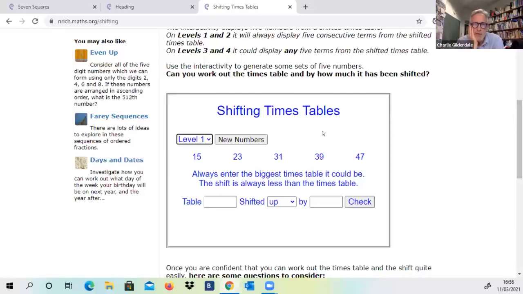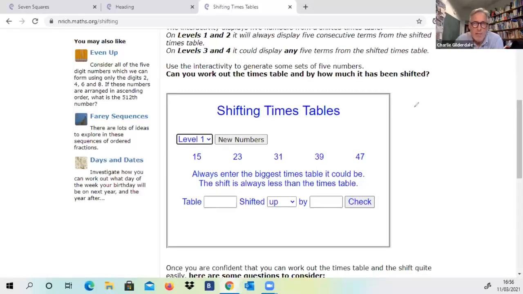Okay, so the first thing they might notice is that they're all odd numbers. The second thing they might notice might be that there's a difference of 8 amongst all of them, and so I suppose we're hoping, given the title of this interactivity, that it's got something to do with the 8 times table.